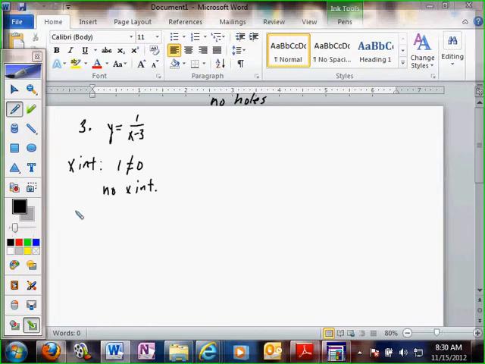Okay? Next step, number 4, find the y-intercept. How we find the y-intercept is we make x 0 and solve for y, which gives me -1/3 as my y-intercept. My next step is the vertical asymptote. Set the denominator equal to 0 and solve for x. So x equals 3.